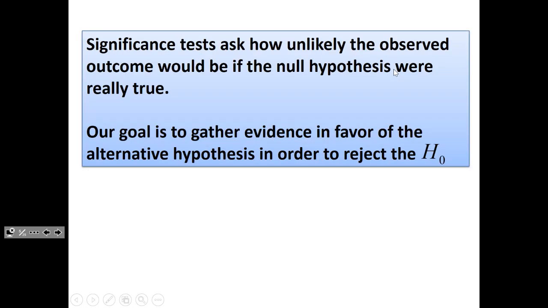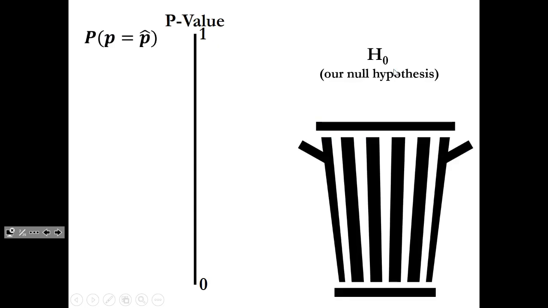Now, significance tests, again, they ask us how unlikely was my observed outcome if the null were actually true. Our goal is to gather evidence in favor of the alternative hypothesis in order that we could reject the null. Remember, we can't prove the null. We're not trying to prove the null. We're not trying to prove it's false, or to a certain extent we kind of are. We're looking at our results and asking, how likely or unlikely were they if the null were true?